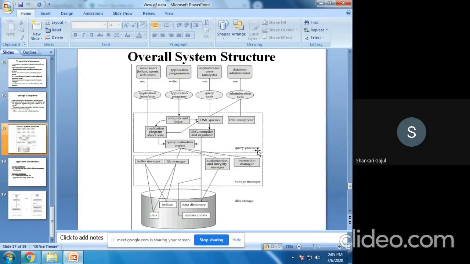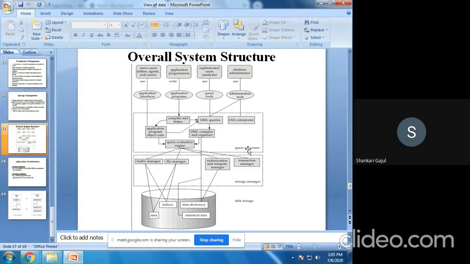So simply I can say the system structure or the data storage is again divided. This is the storage also, and this is the actual data where the database is present. So data storage is also divided into two parts: the query processor as well as the storage manager.